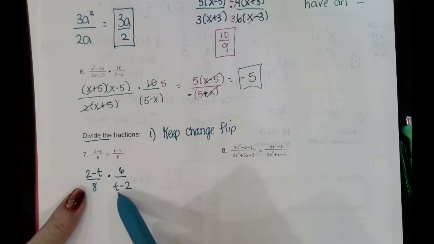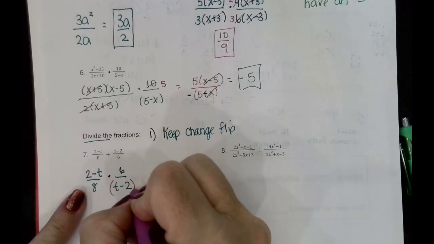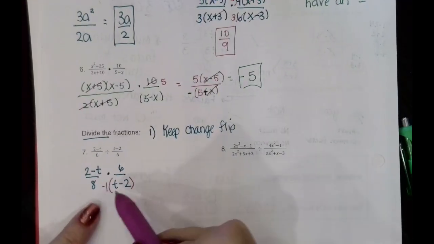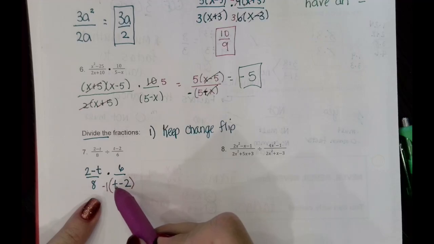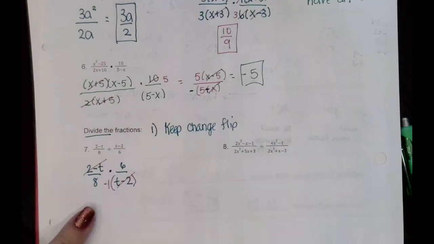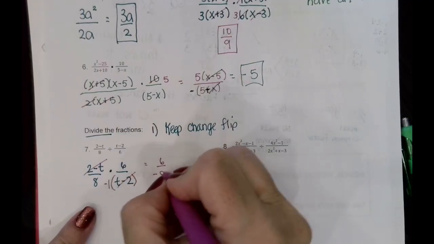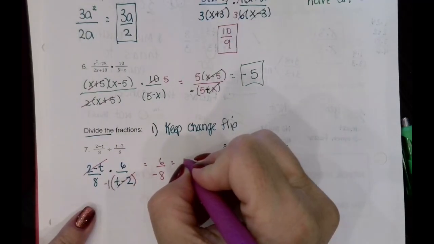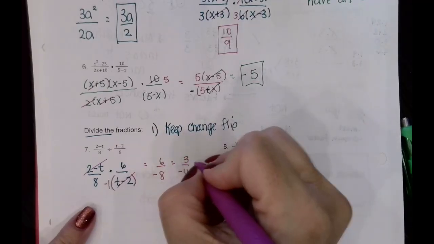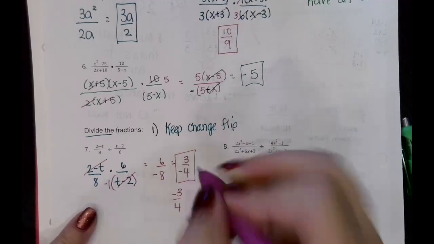Now, hopefully what you see is the order here is reversed. Negative t, positive t. So I'm going to do the same thing I did in the last question, is I'm going to take this factor and factor out a negative 1. So now this becomes negative t plus 2. So now those two factors cancel. So this gives me 6 over negative 8, and that reduces to 3 over negative 4, or you can write it as negative 3 over 4. Either one of those would be okay.